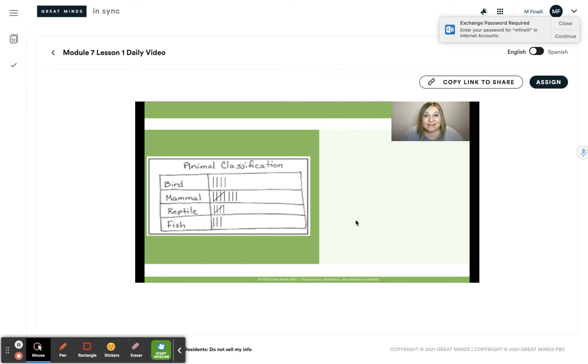Welcome back, friends. I can see that you guys did a great job of adding. I loved seeing all of the different strategies used. The total number of animals we sorted all together was 20. I saw that most of you set your equation up like this: 4 plus 8 plus 5 plus 3.